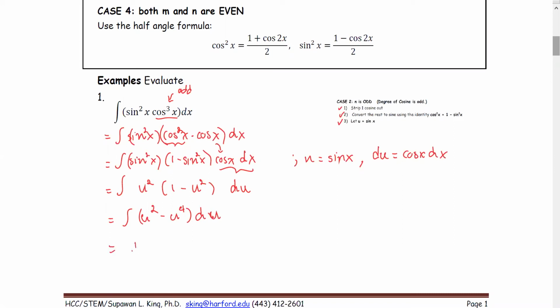Using the power rule, we get 1 over 3 u to the third minus 1 over 5 u to the fifth, and then plus c. Finish up the problem, replacing u back with the sine x term. We have 1 over 3 sine to the power 3 of x minus 1 over 5 sine to the fifth x, and then plus c as a constant of integration.